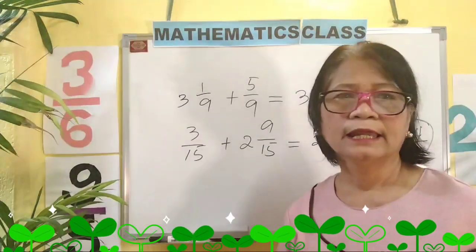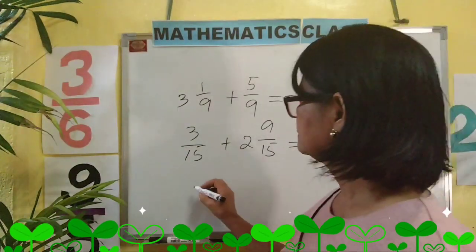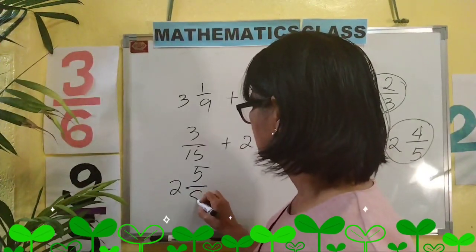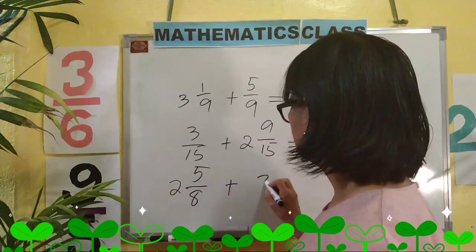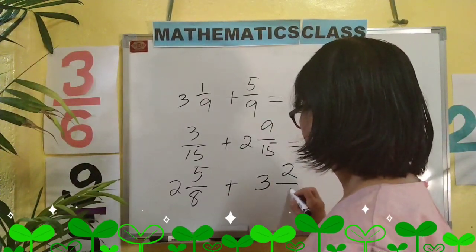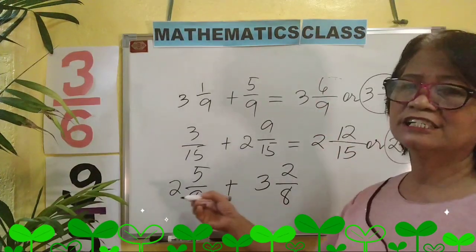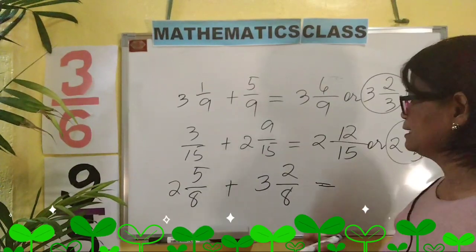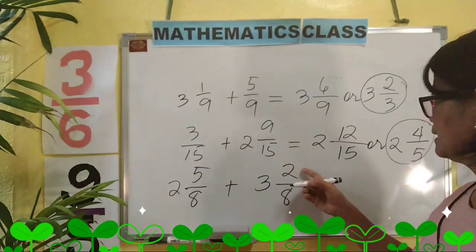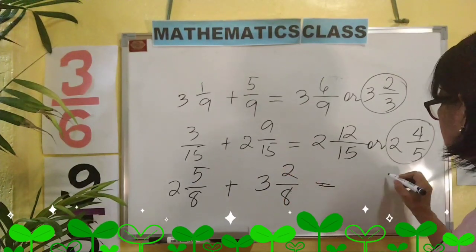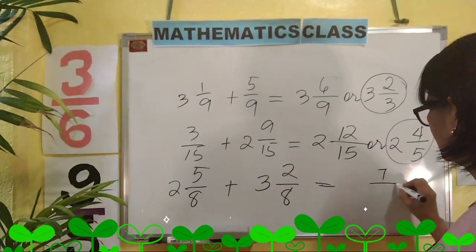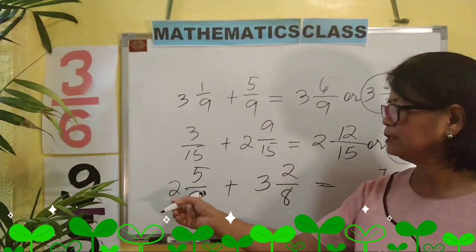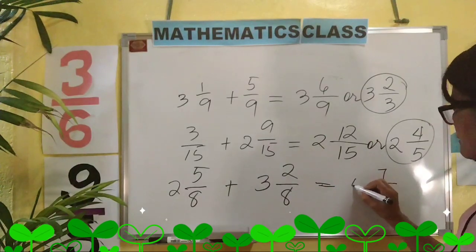Another example is 2 and 5/8 plus 3 and 2/8. Children, this is addition of a mixed number by another mixed number. So, let us see. Add the numerator by the numerator. 5 plus 2 equals 7. Write the common denominator of 8. Then add the whole numbers. 2 plus 3 equals 5.